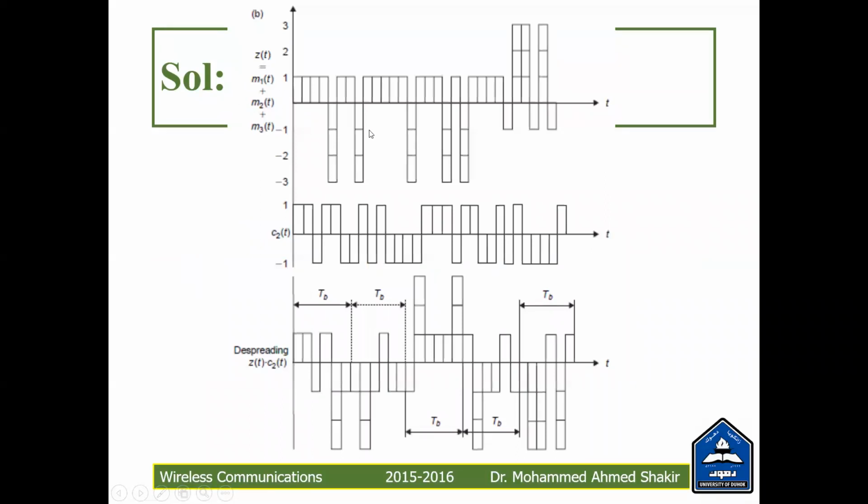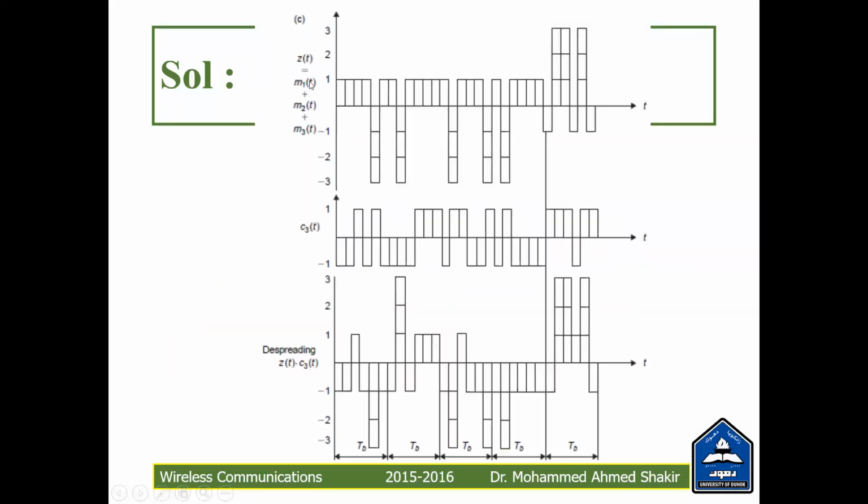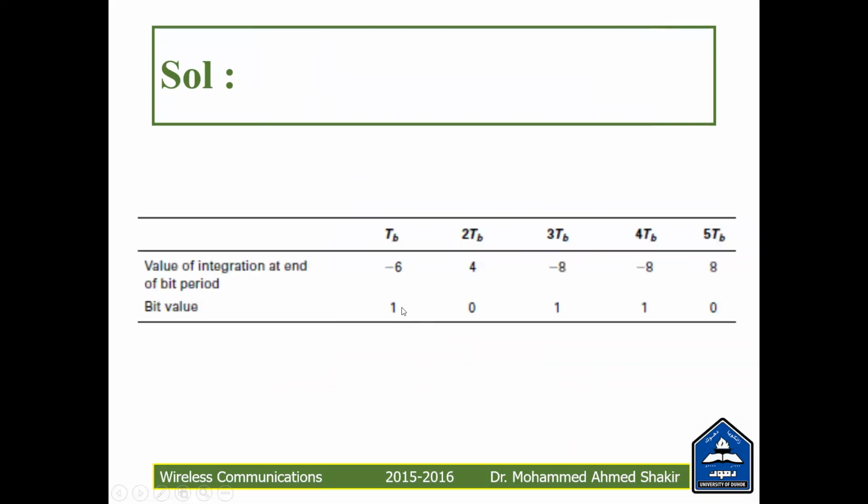Same thing for mobile number 2. Again, we have Z of t at the input of the mobile multiplied by C of t, and this despreads it. Then you determine the integration over one bit period, I mean, add the areas under the curve, and again you will get positive and negative areas. These will be thresholded to 1 and 0 to recover the original signal. Same thing for mobile number 3, and hence we can recover all the signals.